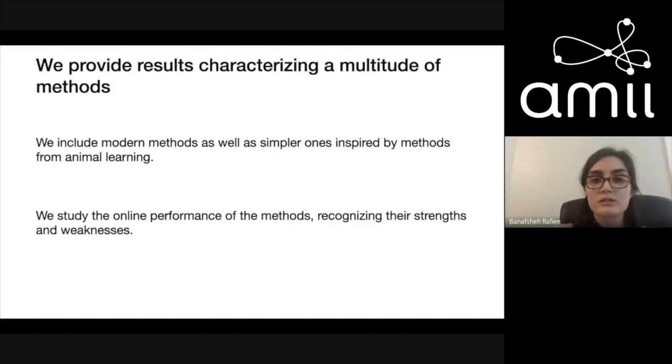We provide results characterizing a multitude of methods. We include modern methods as well as simpler ones inspired by models from animal learning. And we study the online performance of the testbeds, recognizing their strengths and weaknesses.